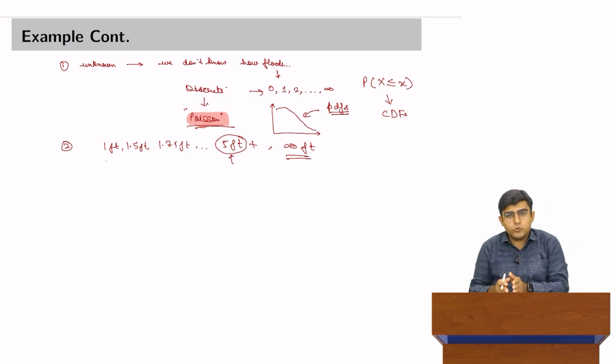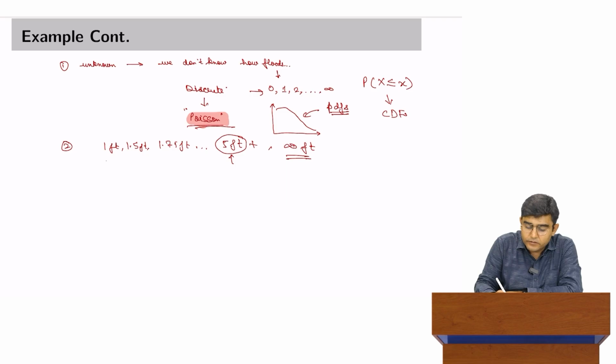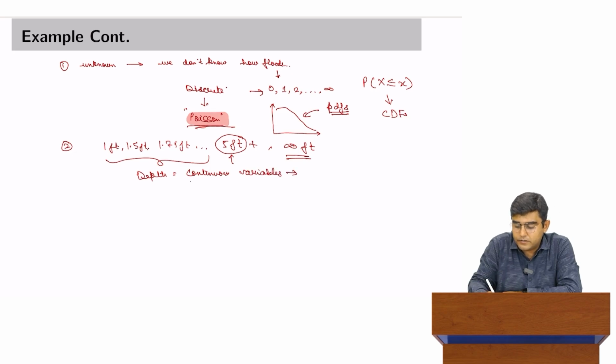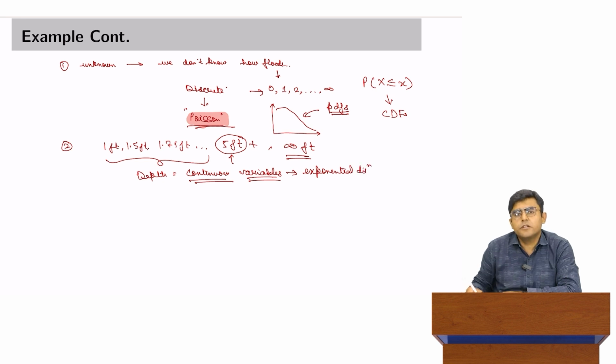Hence it is important to understand the entire spectrum of events that our infrastructure can face. But more importantly, this particular variable, that is depth of flood, is essentially a continuous variable, and continuous variables are typically characterized, their probabilities are quantified, using different families of distribution, out of which the exponential distribution is one of the important distributions that we will discuss in more detail.